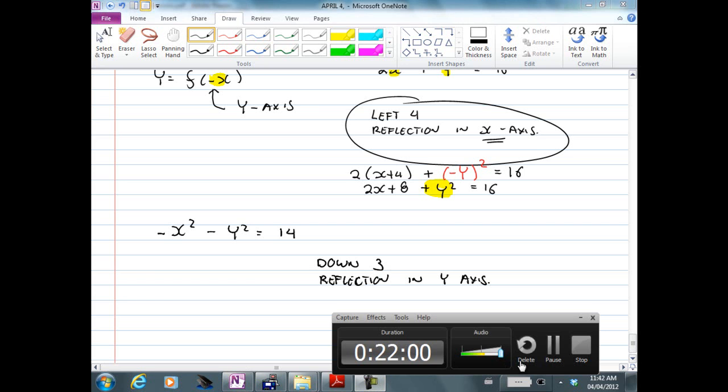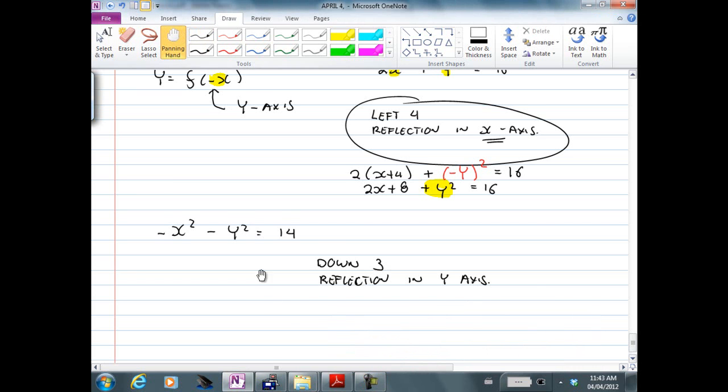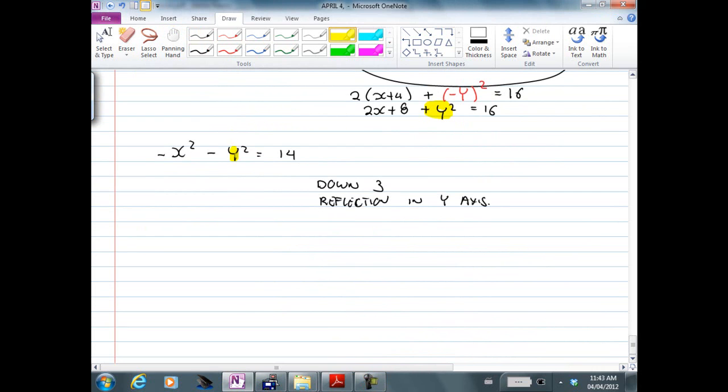Create an equation. So I'm going to go down 3. So I know I'm going to replace y with y. See? Again, don't forget your squared. I'm going to replace y with y plus 3. Not minus 3. Plus 3. I have a reflection in the y-axis, so I know I'm going to replace x now with negative x. So again, I use brackets. If you don't use brackets, you're going to make mistakes. Minus y plus 3 squared equals to 14.